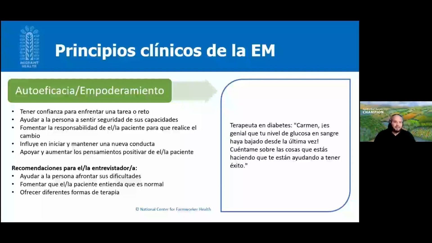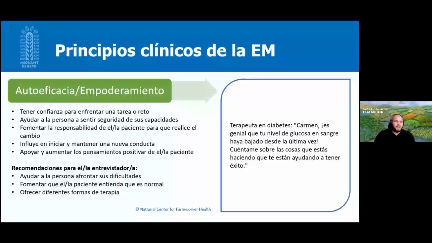And here's the last example. This is where the therapist tells Carmen, "Carmen, it's great to see how your glucose level, how your blood sugar level has come down since the last time we spoke. Tell me about the things that you're doing that are helping you be successful." So what we see here is the therapist reinforcing the effort and the success that Carmen has had to be able to lower that blood glucose level or to maintain it since the last time that they saw each other.